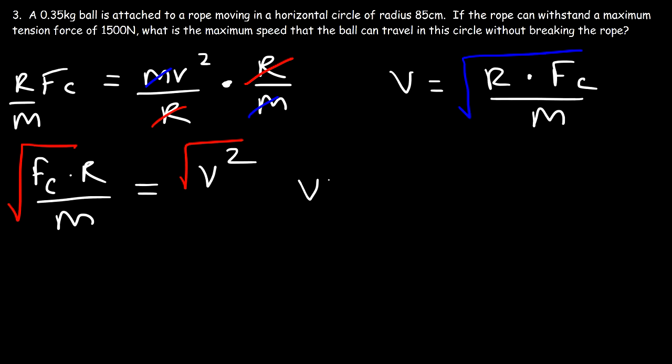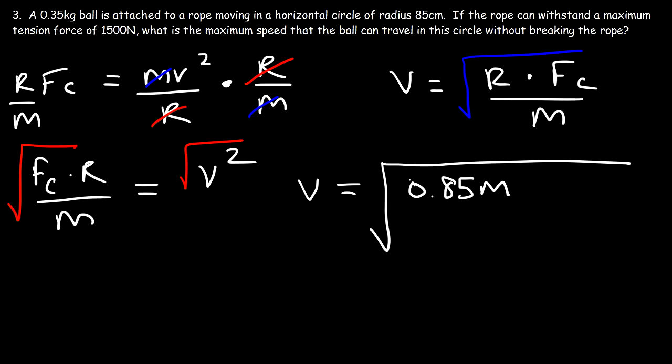So now let's plug in everything that we have into this formula. The radius is 85 centimeters, and we need to convert that to meters. 1 meter is 100 centimeters. So to convert it, take 85 divided by 100, and that will give you 0.85 meters. The centripetal force is going to be the maximum tension force, which is 1,500 newtons.